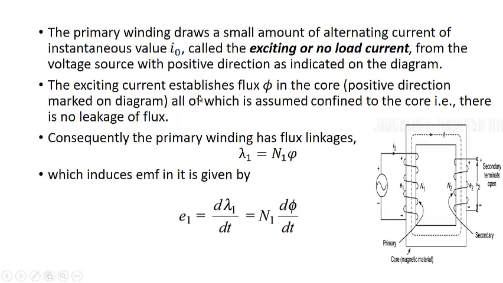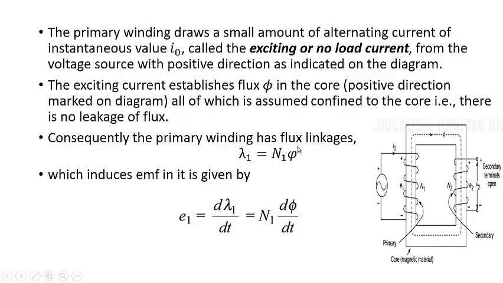The exciting current establishes flux phi in the core, in the positive direction marked on the diagram, all of which is assumed to be confined to the core, that is, there is no leakage flux. Now the primary winding will have flux linkages. The total number of flux linkages is usually denoted by lambda. So lambda 1 is the flux linkage of winding 1. Total flux linkage will be equal to N1 into phi.